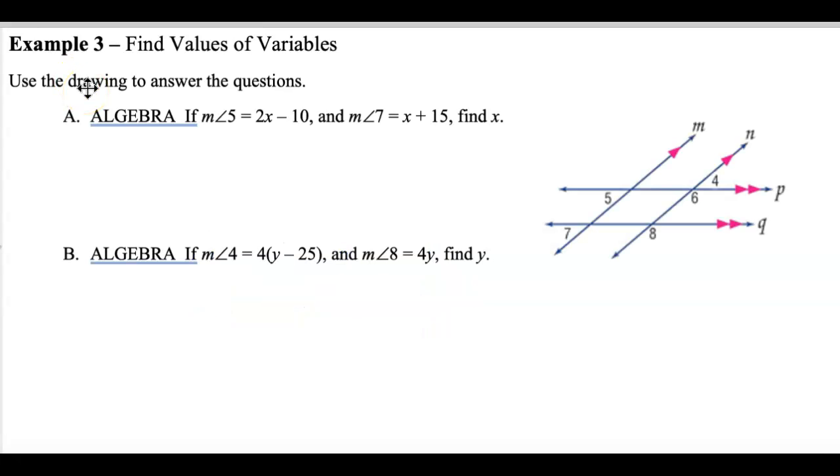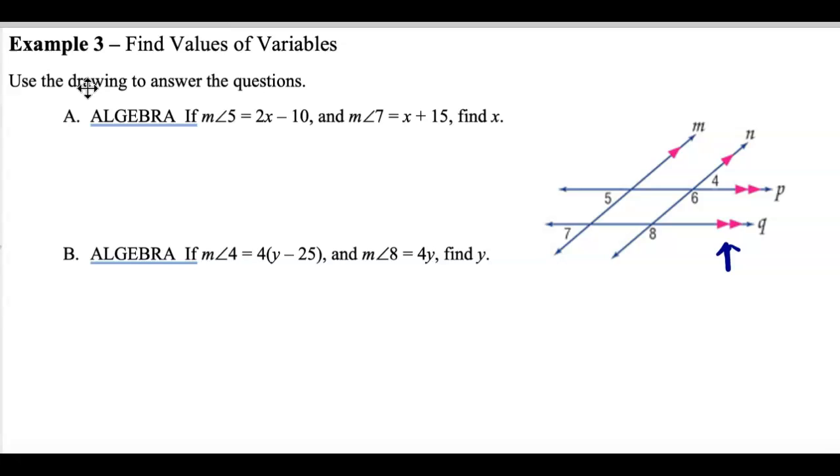Welcome back. We're going to be doing a couple of algebra problems with parallel lines, transversals, and the angle relationships, so we'll just get right into it. Here we have a diagram with two sets of parallel lines. You'll notice that the indication that they are parallel is the little triangles right here. So those two lines are parallel, and M and N are also parallel.